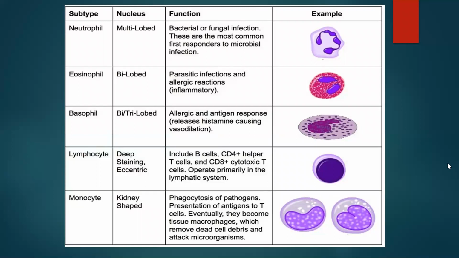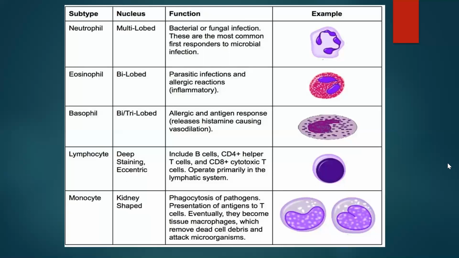And presentation of the antigen to T cells, because it is taking the antigens to T cells, and eventually they become tissue macrophages, like I showed you in the third or fourth slide, how monocytes are converted into macrophages, which remove dead cell debris and attack microorganisms. This is the main function: phagocytosis, the same thing. But after engulfing those infected things like bacteria, the monocytes are converted into macrophages.